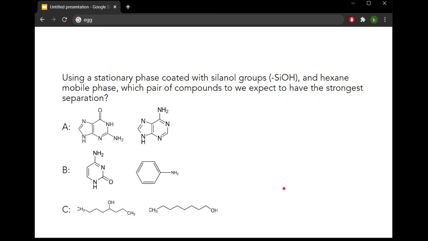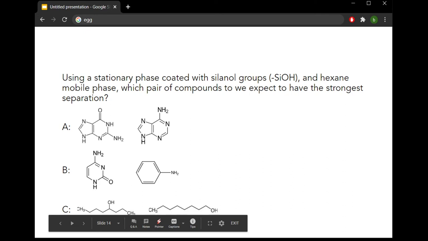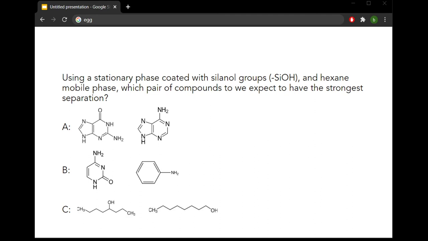So next question. Using a stationary phase coated with silanol groups or SiOH, as well as hexane as the mobile phase, which two of these compounds do we expect to have the strongest separation? Put your answers in the chat, please. Take your time. Just look at the compounds and think about the kind of groups that each compound has.